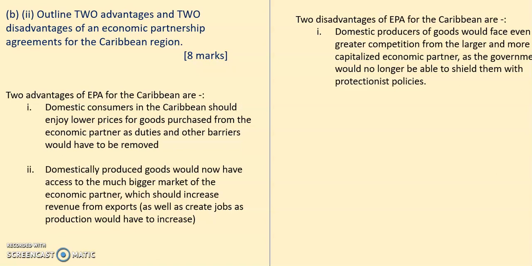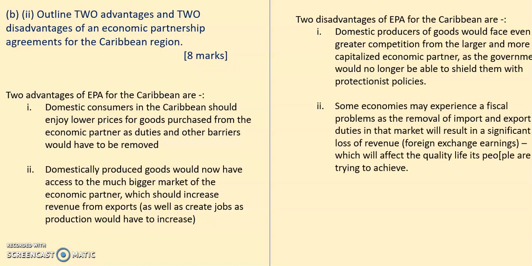And that's because the government can no longer shield you with its protectionist policies if they sign on to this agreement, right? So like what happened to sugar in the Caribbean, right? They lost their preferential treatment, and so they had to compete with everybody else to get their sugar sold in the European market.